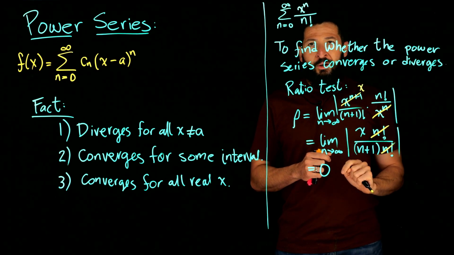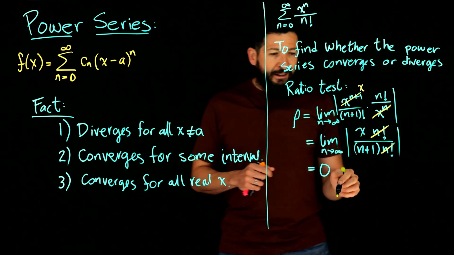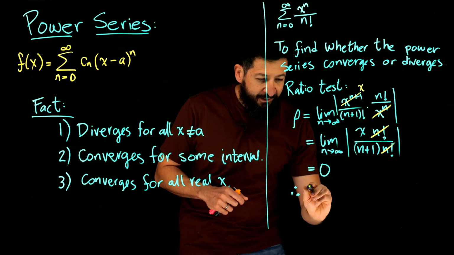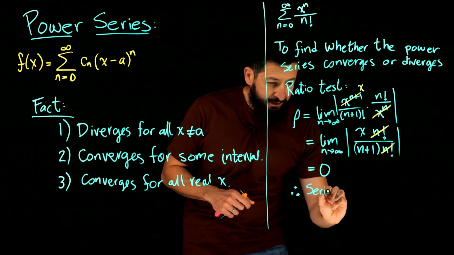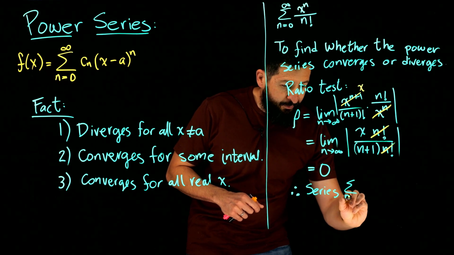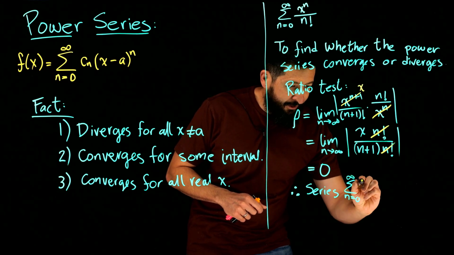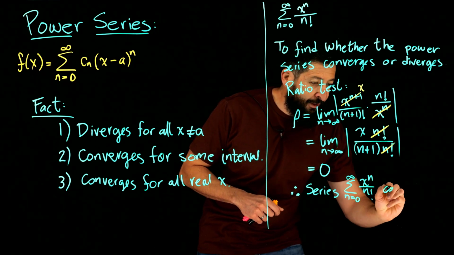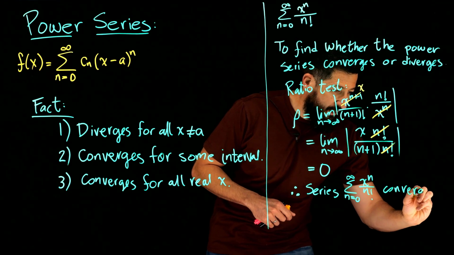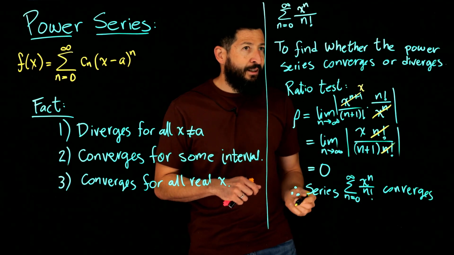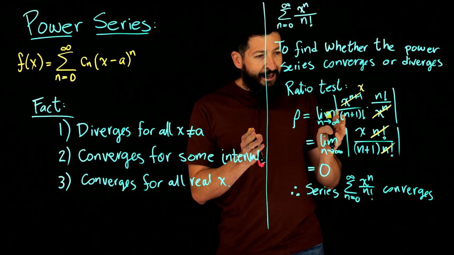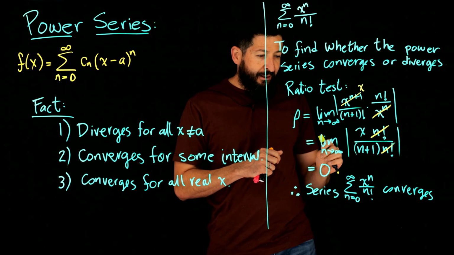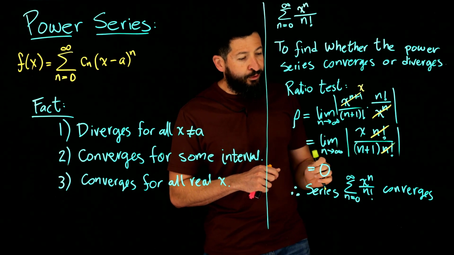So what does that tell me? Well, that tells me that this limit goes to 0. Therefore, this series, the sum from n equals 0 to infinity of x to the n over n factorial, converges. That's the ratio test, right? If you got a limit that was less than 1, you were going to converge absolutely.